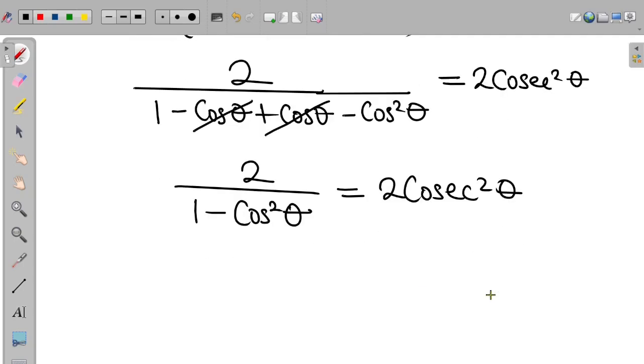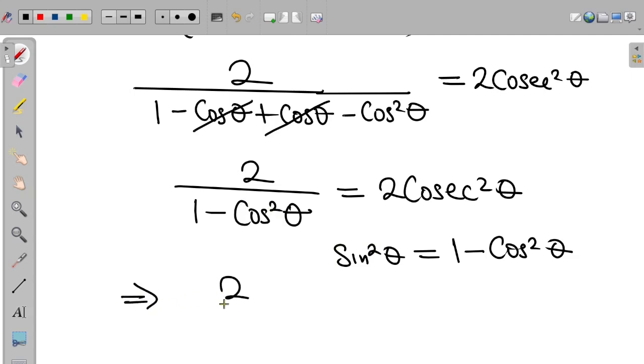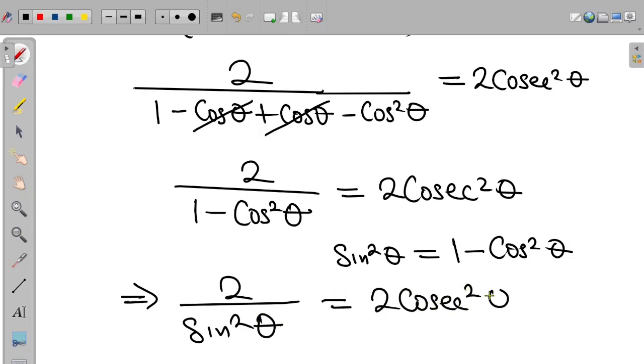Now, if you look at the left-hand side, the denominator can be expressed in this form. Recall that sine squared theta is equal to 1 minus cos squared theta. So at this point, we will replace the denominator with sine squared theta. So we now have that this is 2 divided by sine squared theta, and this is equal to 2 cosec squared theta.